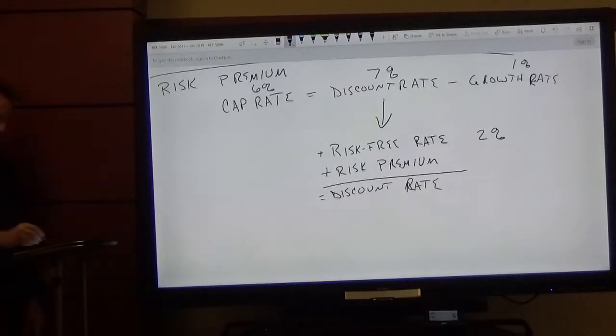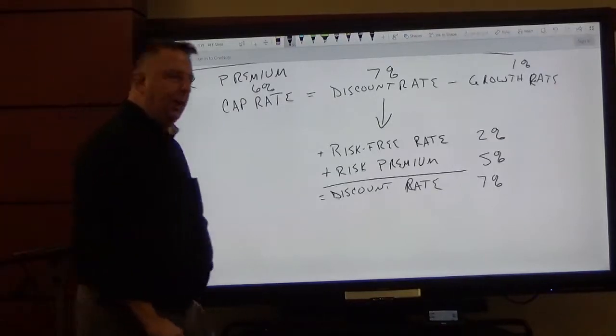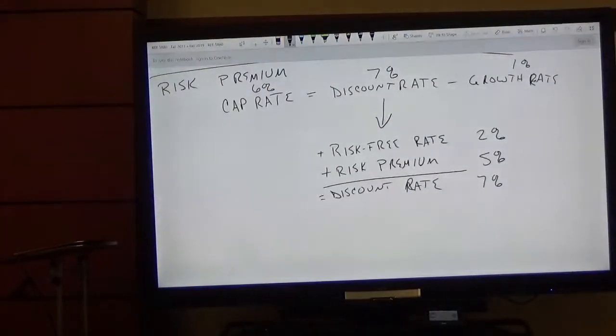Now, if our discount rate is 7%, what does that mean that our risk premium is? 5%. Okay? Now, that 5%, where do we get that number? Where do we get that risk premium? You just took, we already have the discount rate, so you just subtract. Well, no. Assuming we were starting with all we had was the risk-free rate, where would you come up with the risk premium?